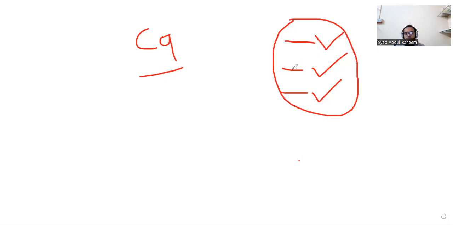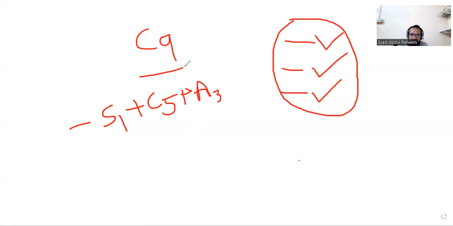Okay, so basically C9 is a compound remedy. In C9 we have three remedies. What are those? S1 plus C5 plus A3. All these three remedies are available in the original compound. So that's the reason our doctor counts this C9. Okay, so what does it particularly work on? We already have S1, C5.